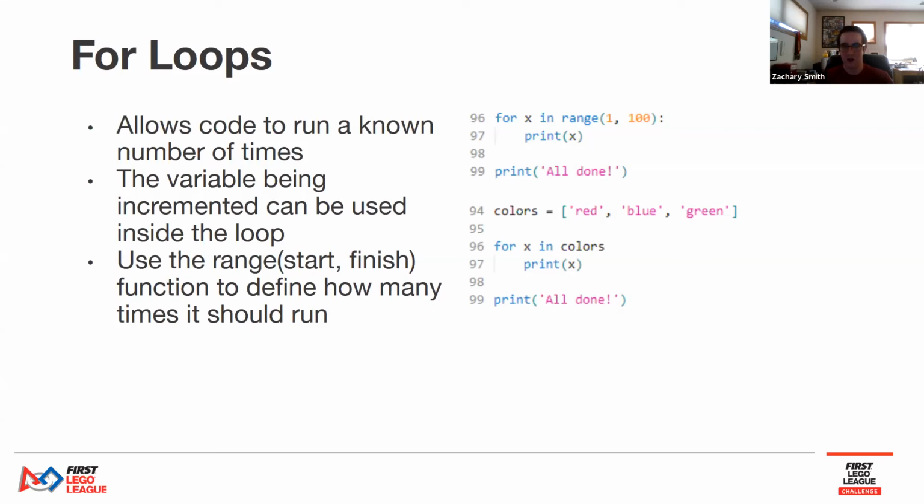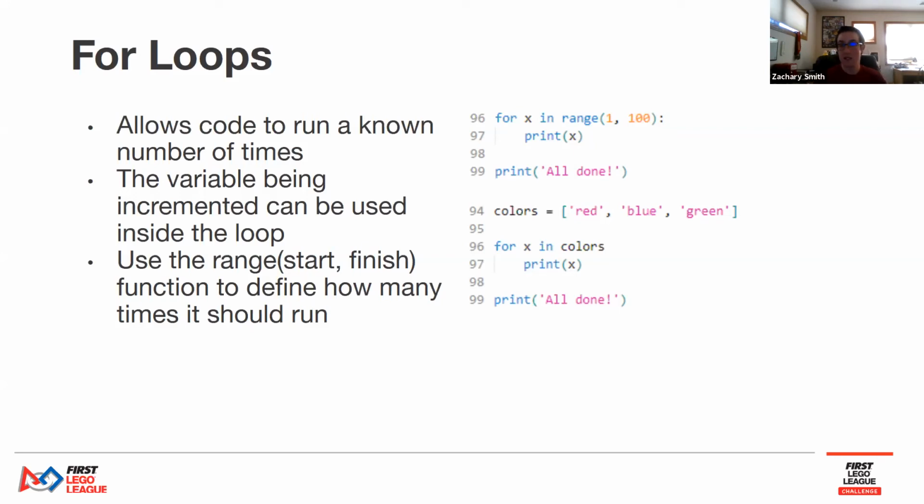That way, it'll go through assigning x as 1, it'll print it, it'll go back to the for loop, it'll increment x to be 2, it'll print 2, and then it will keep doing that until x is 100, and then once it is 100, it'll no longer run, and it'll print all done. So that's going to be the range start finish function to declare how many times it should run.